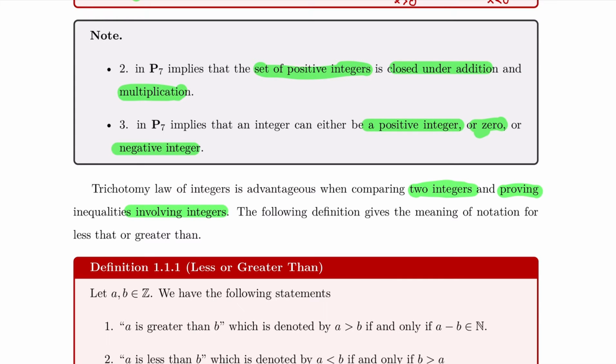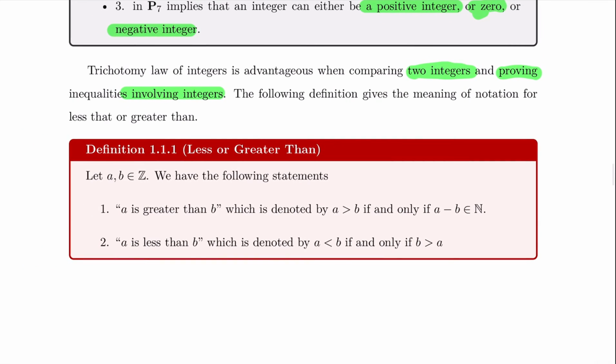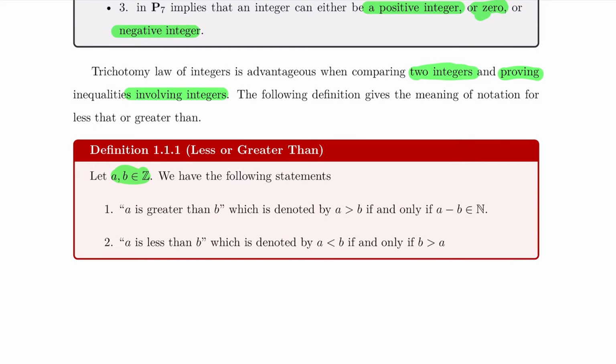So in the following definition, we will give the definition of less than and greater than. If you pick two integers, let's say a and b, we will have the following statements. Number one is that a is greater than b. Number two, a is less than b. So what does it mean by a greater than b? Meaning we have this notation, a, this arrow to b. What does it mean by this?